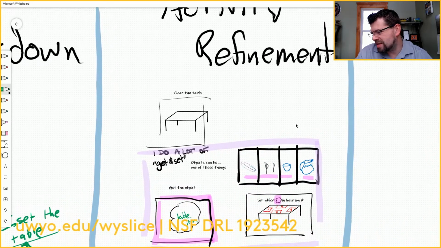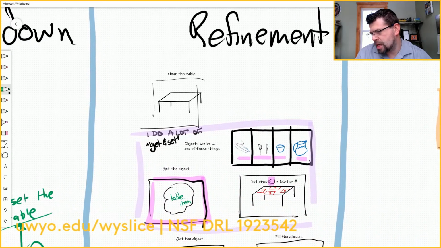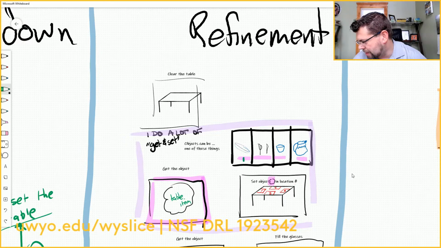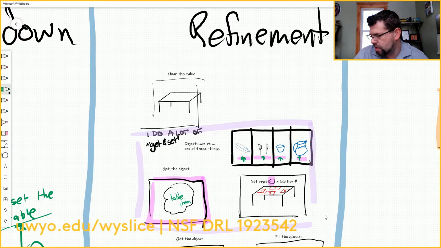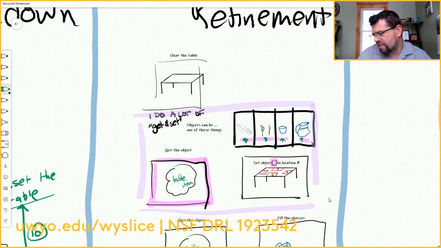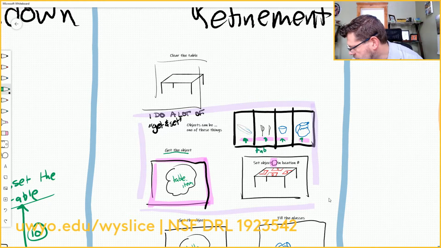All right, clearing the table, perfect. But I am doing, like I said, a lot of getting and setting. And here are the objects that I'm getting and setting. I'm getting plates, flatware, cups, and pitchers. If you go back and you take a look, those are all the things I was getting. And I was setting a lot of those. So what if I created a block called get the object? And that object is just some table item, right? And these up here are table items. There are 4 of them.